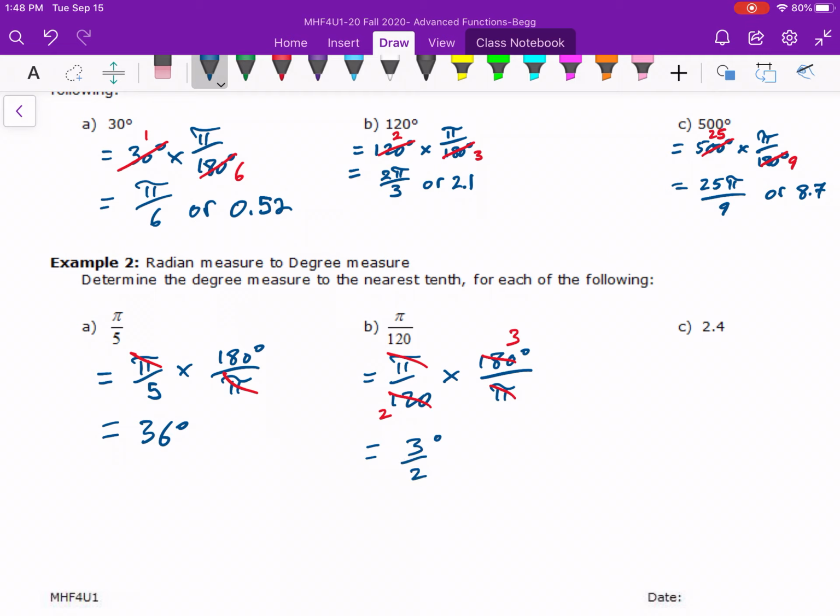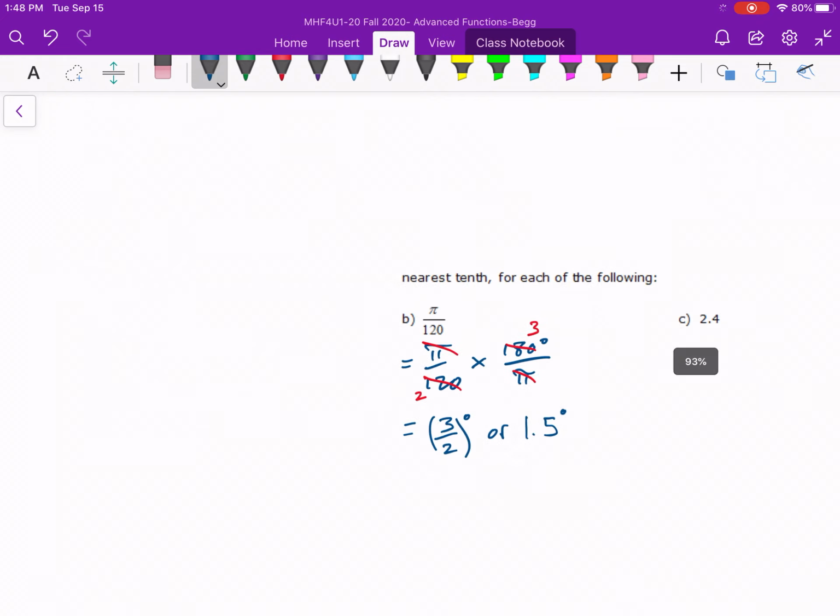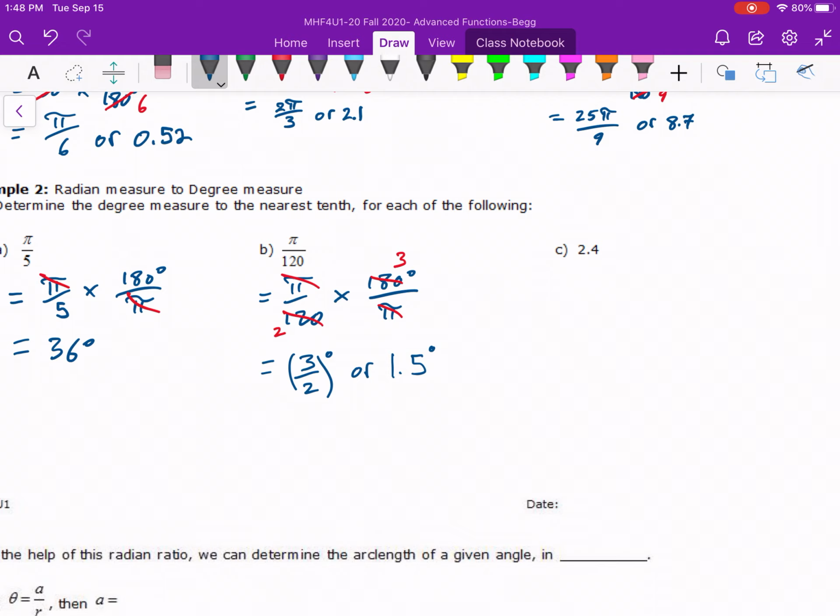I would write that, of course, as 1.5 degrees. I wouldn't write my degrees as a fraction, but that's what it would be. 2.4, again, this is radians, so it doesn't have to be written as a fraction. I can start with a decimal.